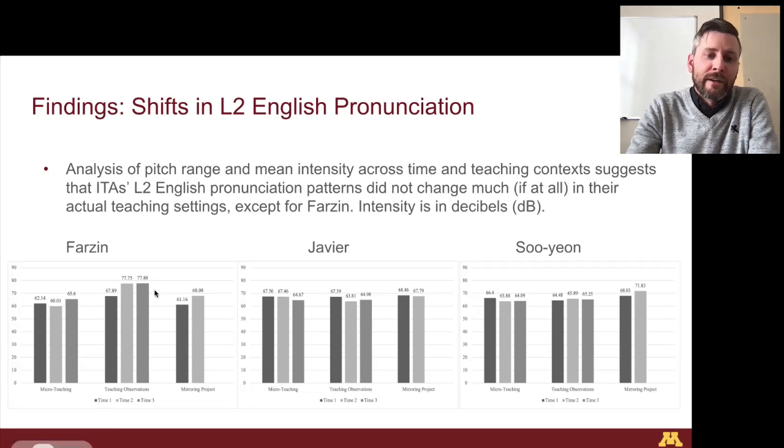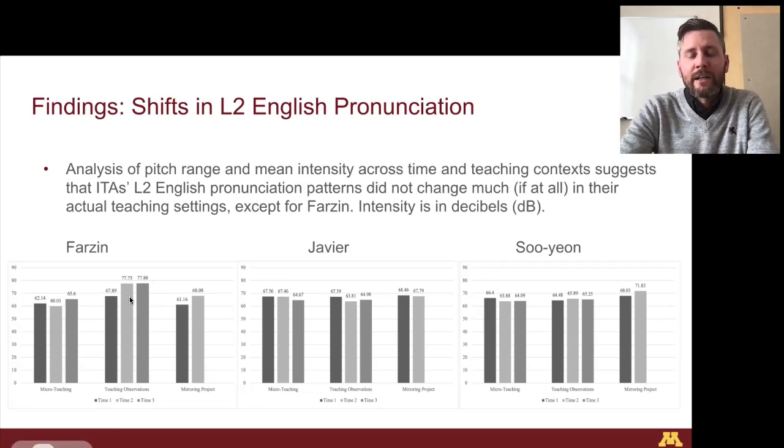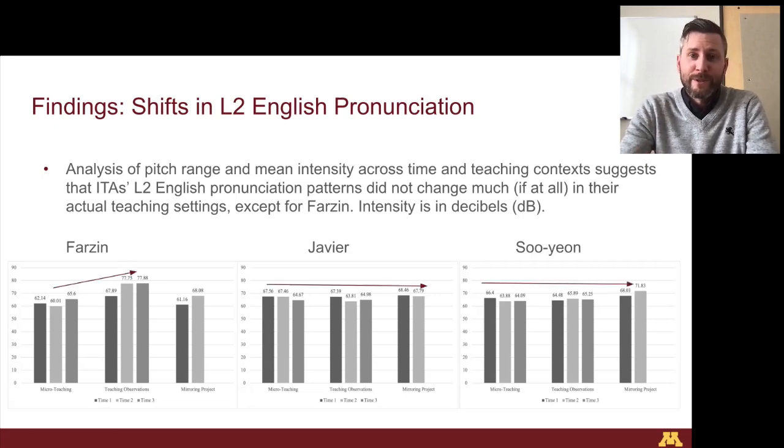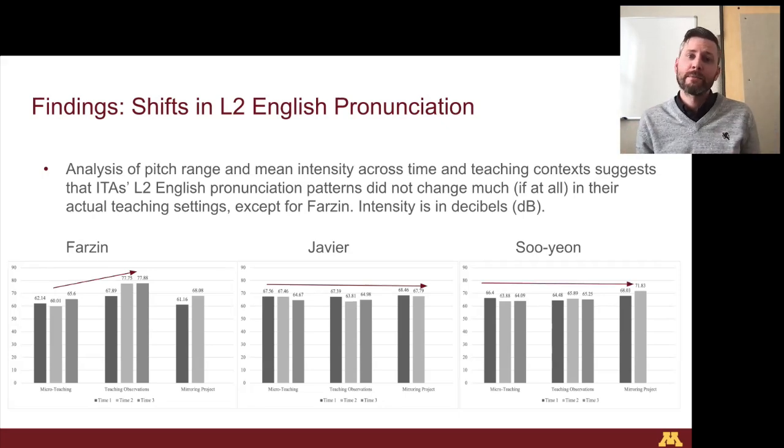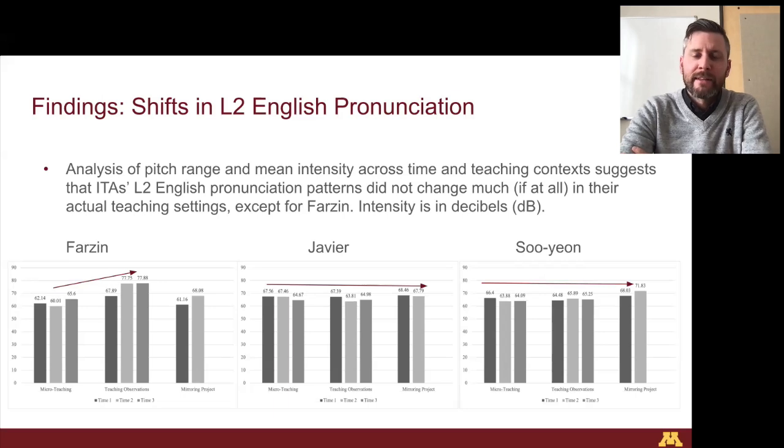Farzan actually did, in her authentic teaching context, collect early term feedback and got notes from her students that they couldn't hear her in the back of the room. And so she learned to project her voice more. That's something that came out of the interview with her, and something that you can see here too in terms of her mean volume level, intensity level over time.